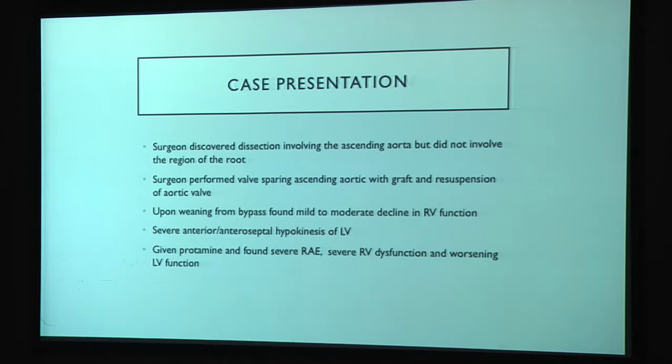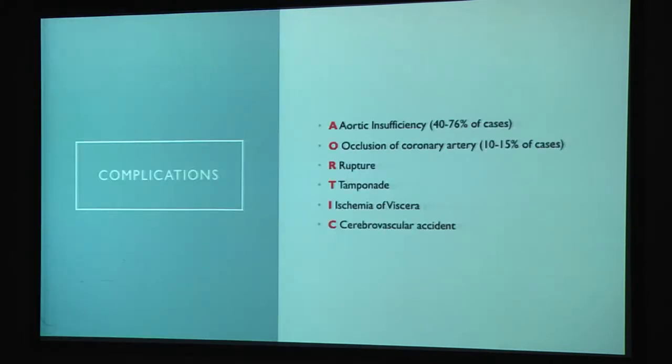upon weaning from bypass, this patient had a mild to moderate decline in RV function and a severe decline in LV function. And we found severe anteroseptal hypokinesis of the left ventricle. They gave protamine and found severe right atrial enlargement, severe right ventricular dysfunction, and worsening LV function after that. So what types of things are you thinking can be complications from an aortic dissection?